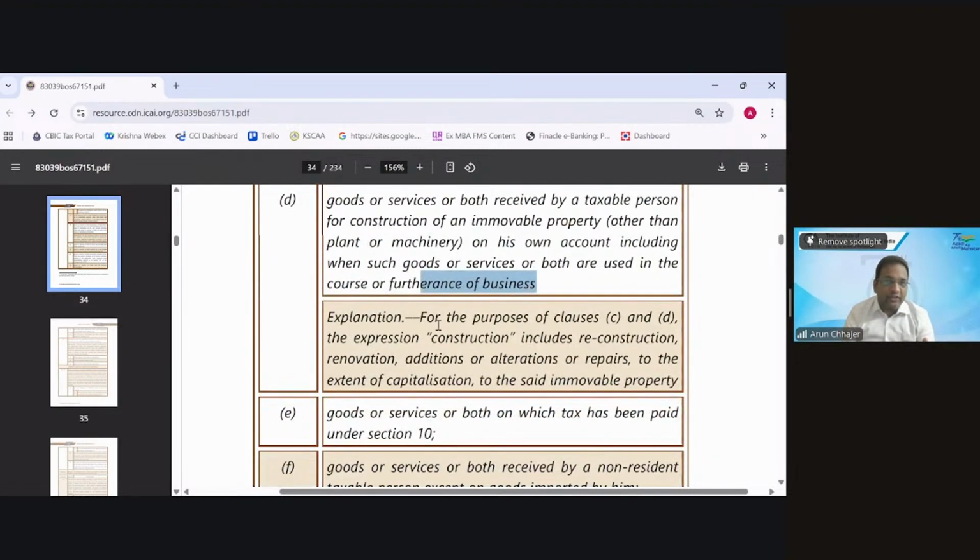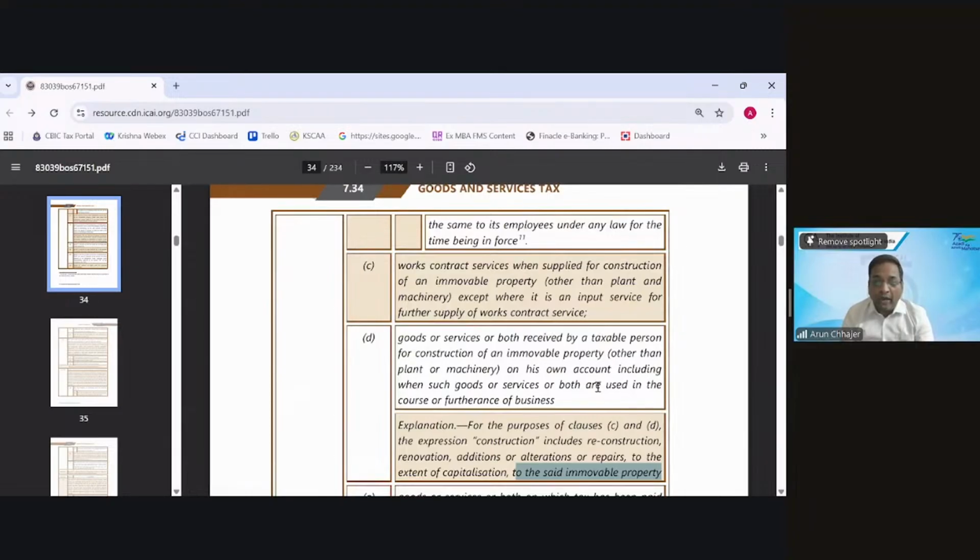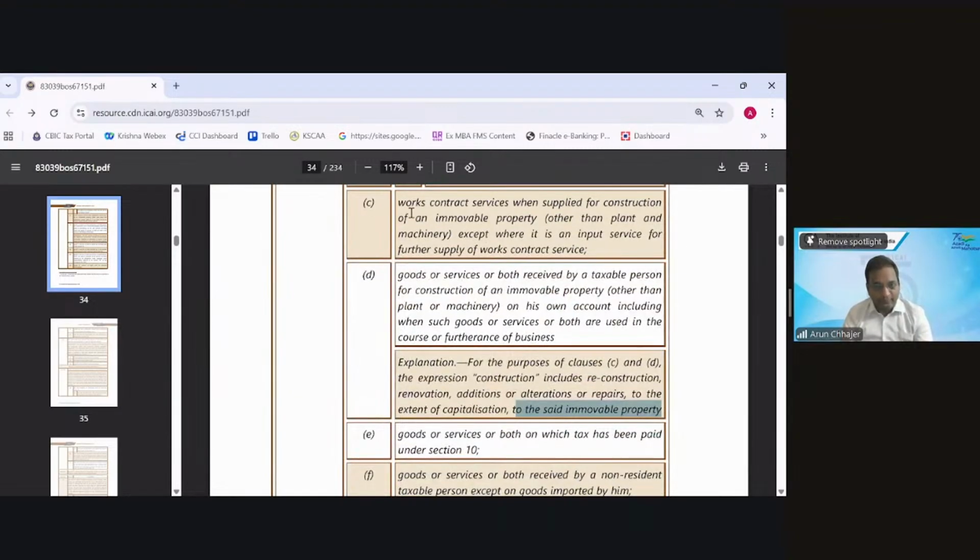For the purpose of clause C and clause D, the expression construction includes reconstruction, renovation, addition, alteration, repair to the extent of capitalization to the said immovable property. Now you have the clause in front of you. मुझे वो situation बताइए in the clause C and the clause D combinedly wherein ITC on the work contract would be allowed. ITC on the construction of immovable property would be allowed. There could be 3-4 situations जहां पर मुझे ITC जाएगा. Giving you 2 minutes, just think and tell me at least 4-5 situations, at least 4 would come.